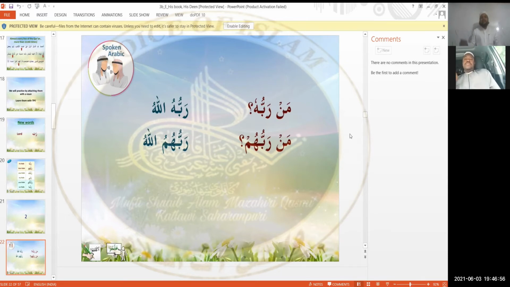Man Rabbuhum? Who is their Rabb? Who is their Lord? Rabbuhum Allah. And yes, we can say Rabbuhumullah. So that's why we are reading it Rabbuhum Allah. Otherwise, we can merge mim and lam: Rabbuhumullah. Man Rabbuhu, Rabbuhu Allah. Man Rabbuhum, Rabbuhum Allah.